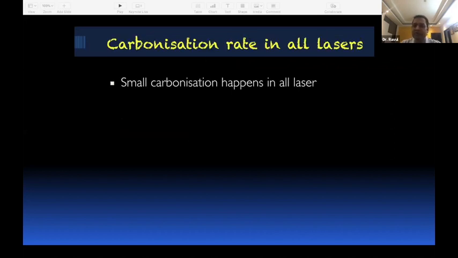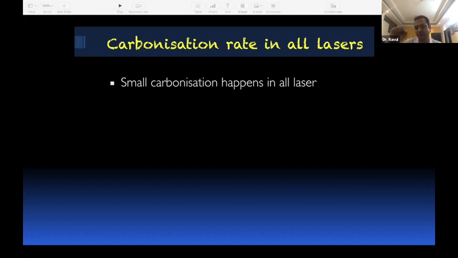Then there is a study published where they showed the carbonization rate in all laser fibers. What that means is, you take any laser fiber, there will be a small layer of carbonization, which is seen under a microscope on all laser fiber tips. What that carbonization does, as you know, is if you take the laser fiber and put it into air or water, the temperature at the tip does not increase. It's nearly zero. And if you put this laser fiber into blood, the temperature goes to 100 with a mild carbonization.